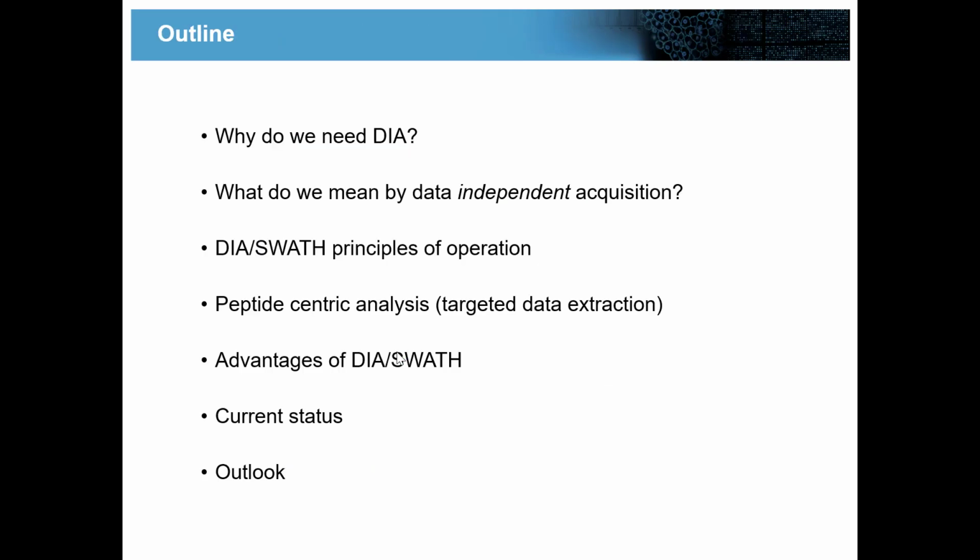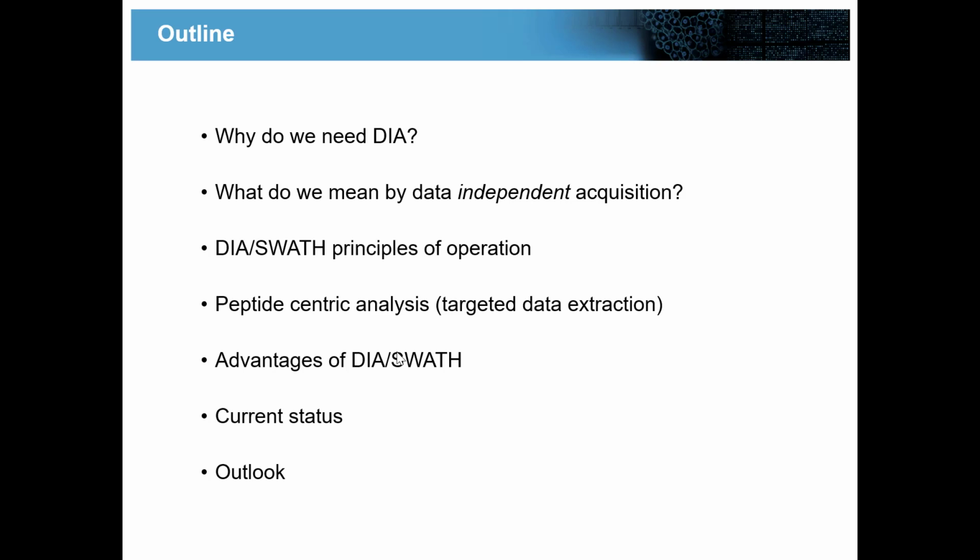Okay, so here's the outline for the first part. First, why do we need DIA? This is a little redundant with what Rudy said, so we can skim over it. But more importantly, what do we actually mean by data independent acquisition? How is the instrument operated in this mode, and what are the principles of operation of DIA? And then something about how we would start to analyze the data, in what we have called targeted data extraction, or peptide-centric analysis, the term mostly used in the MacCoss lab.